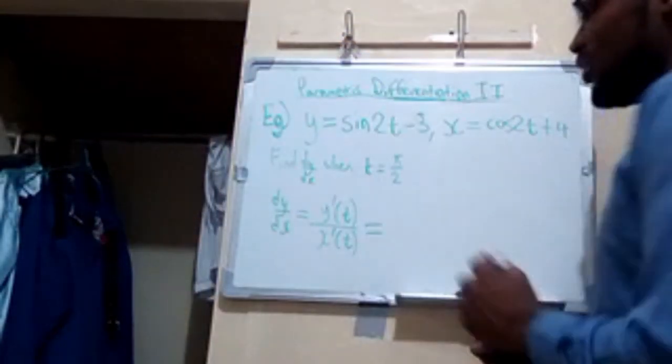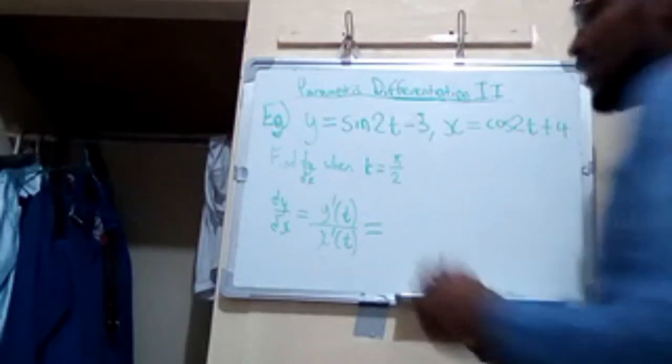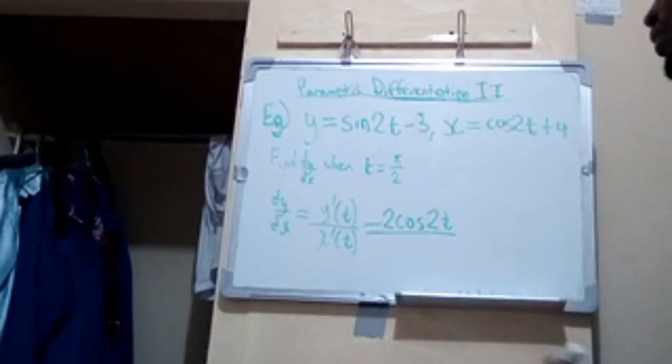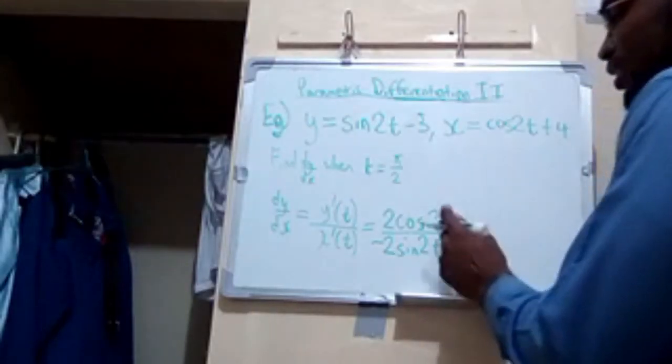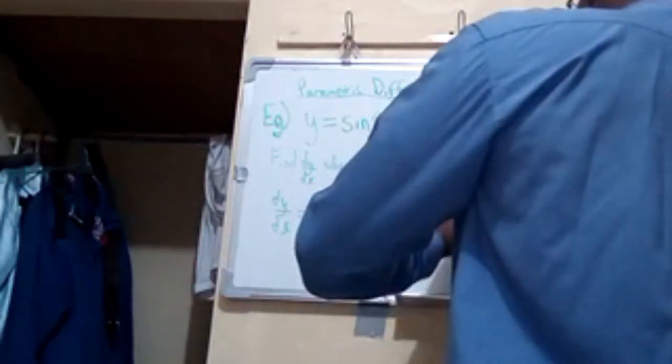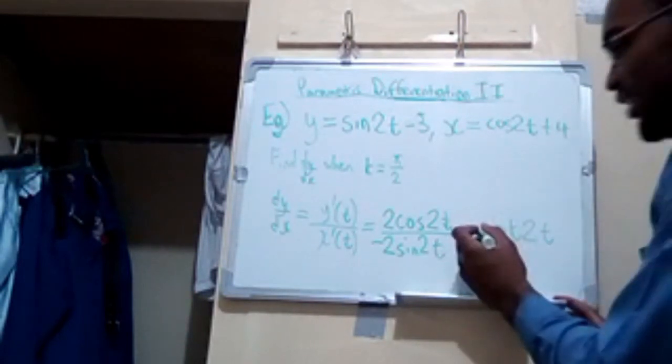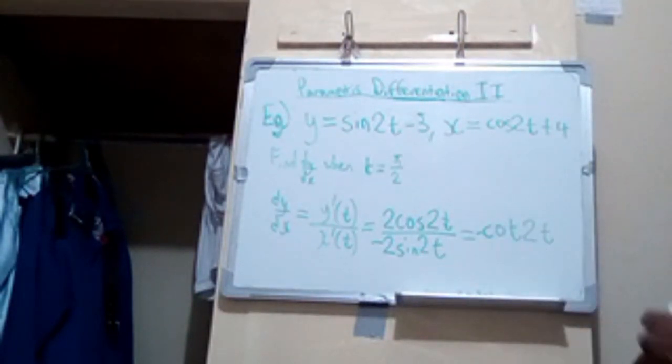So that works out to be, we differentiate sine 2t. When we differentiate sine, we get cosine. So we get cosine 2t times 2, and we divide it by x prime of t. When we differentiate cos, we get minus sine, so we get minus 2 sine 2t. And then cosine 2t over sine 2t is cotangent 2t. So it's equal to minus the cotangent of 2t.